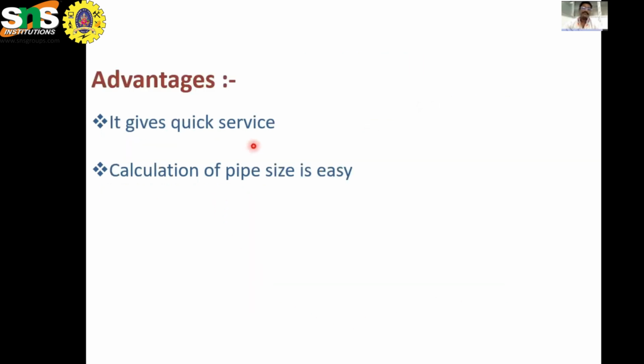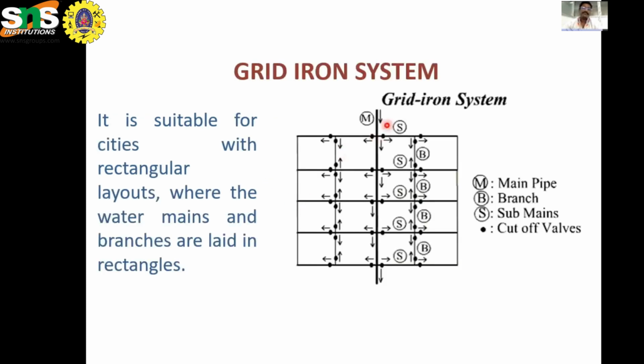So what are the advantages? It gives quick service. Calculation of pipe size is very easy. Next one is the grid iron system.